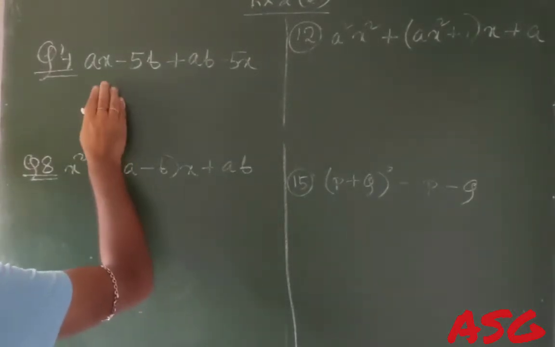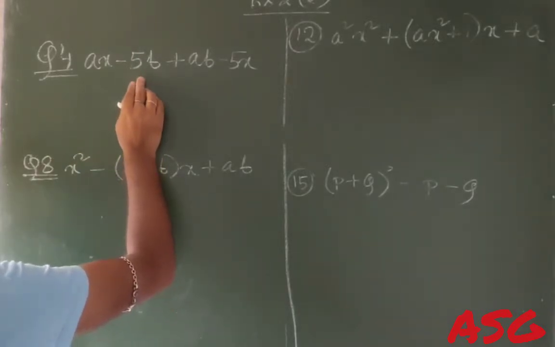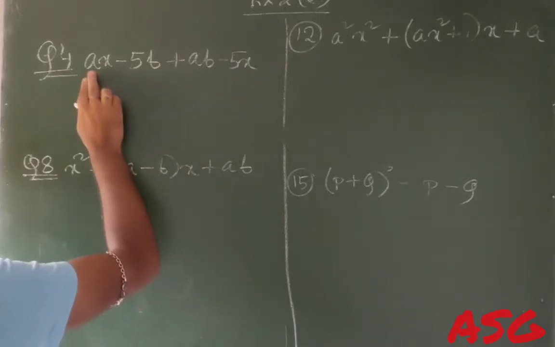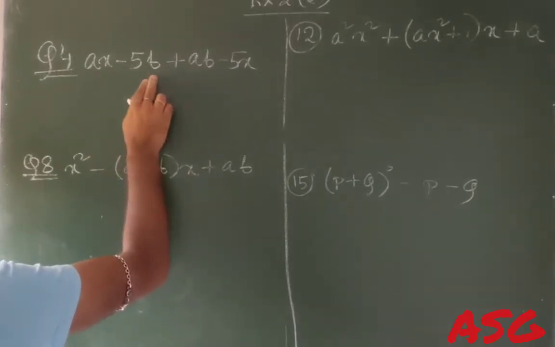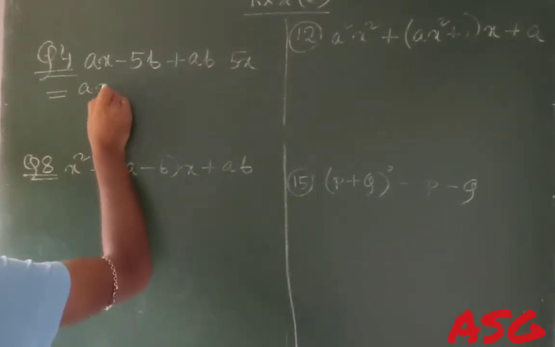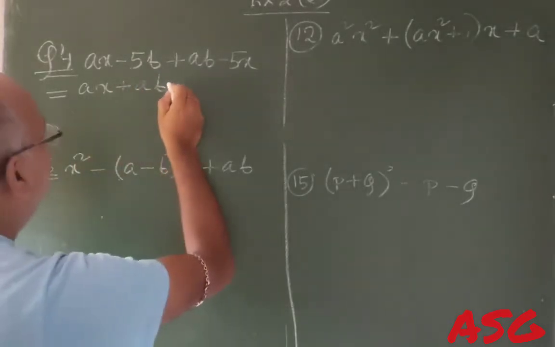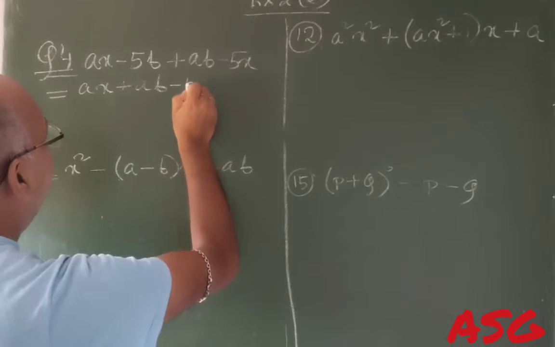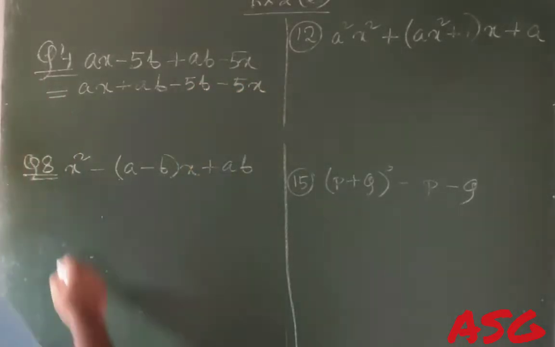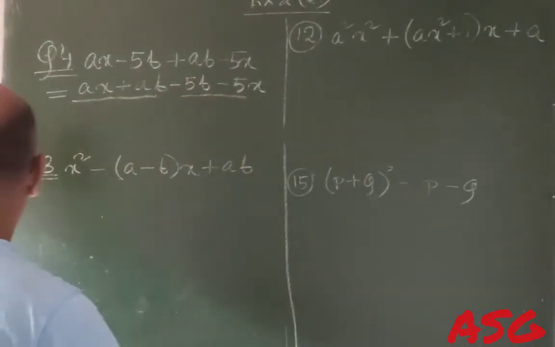See here, ax and ab I will make together, and 5b and 5x I can make together, because from here I cannot take anything common. So I will write ax plus ab, then minus 5b minus 5x. This is called arrangement. Now what? I will take common from the first two and common from the last two.